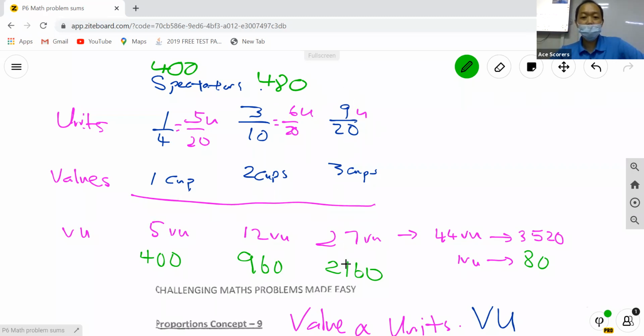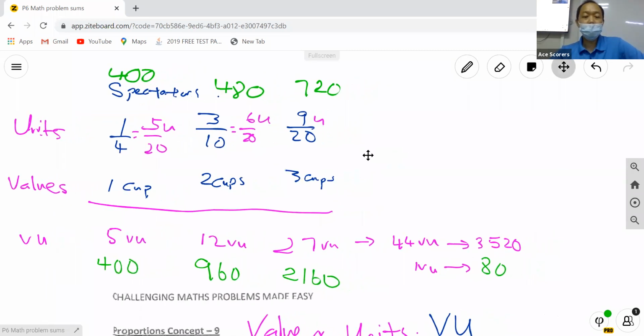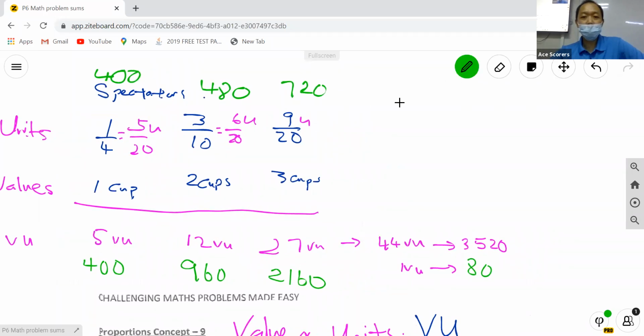Then how about here? 720. So what is the total number of spectators? This plus this plus this. Add them together. 400 plus 480 plus 720 is 1,600 spectators.